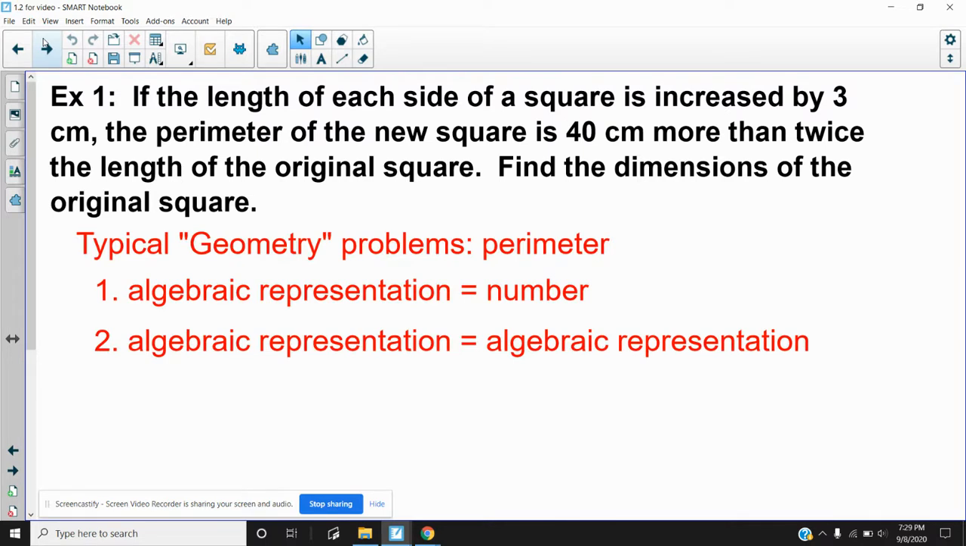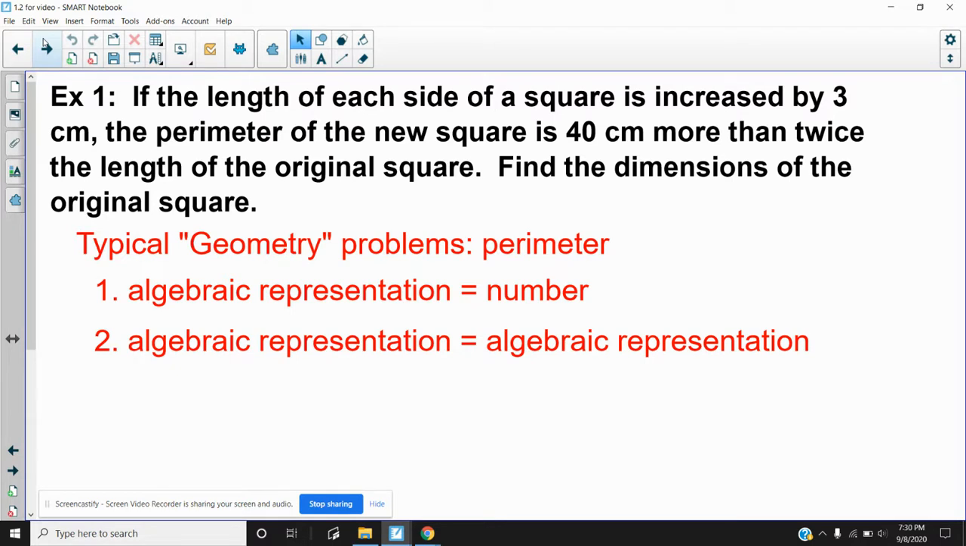So this is a typical geometry problem, and by typical we mean it deals with perimeter. There's two ways you can set these perimeter problems up depending on what kind of information you have. The first way, you'd have an algebraic representation of perimeter equals a numeric value for perimeter. The second way, you may have one algebraic representation of perimeter equal to a second algebraic representation of perimeter.